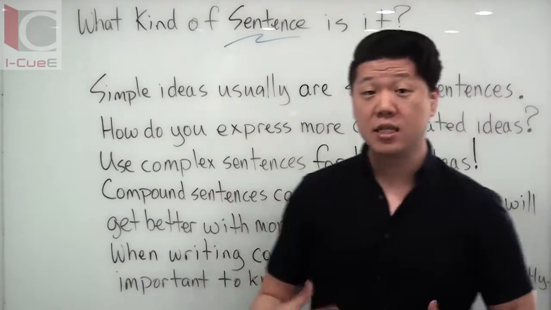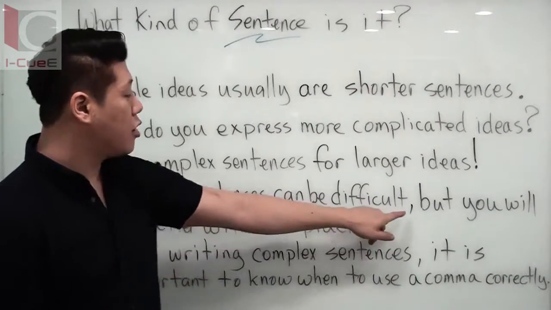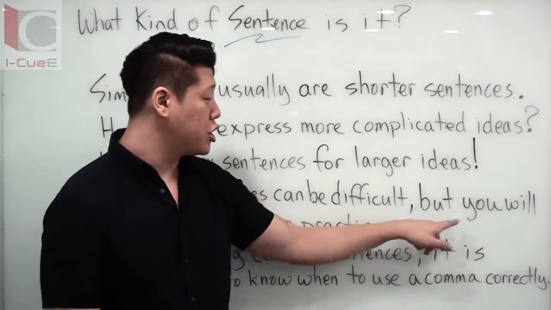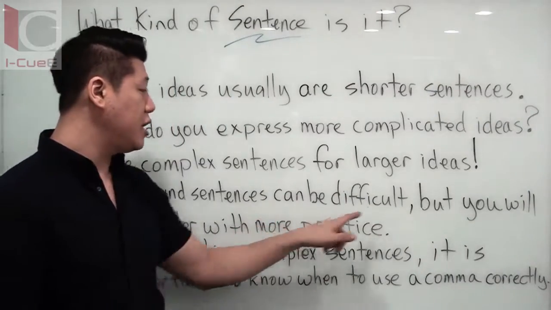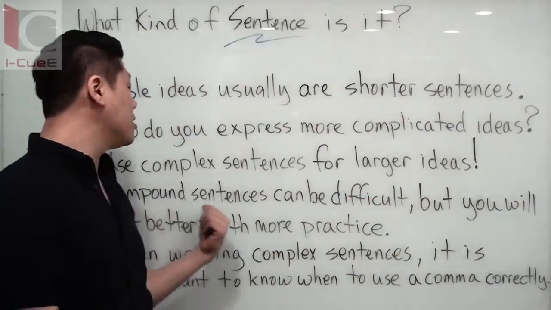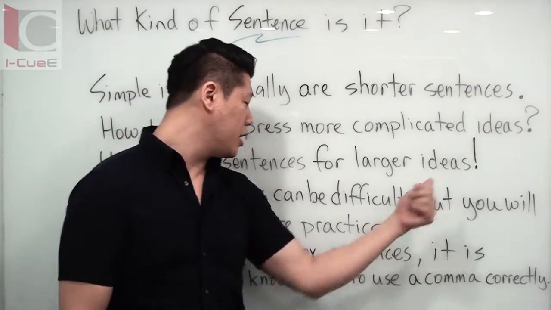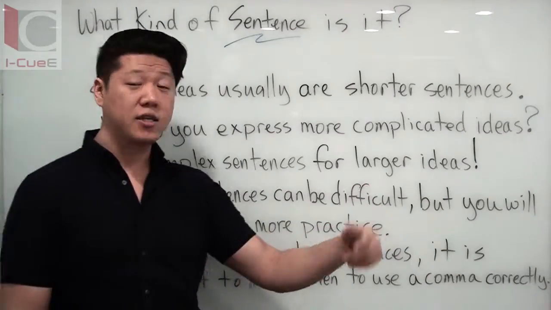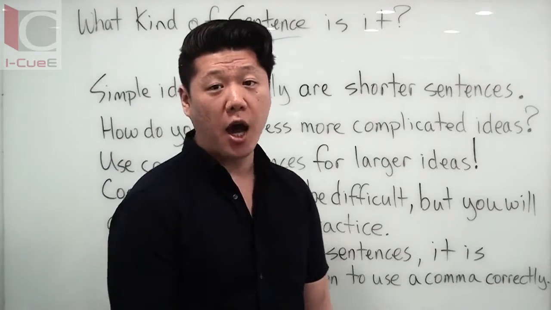So compound sentences can be difficult, comma, conjunction, IC. So IC, comma, conjunction, IC. I could take this off and say compound sentences can be difficult, semicolon, you will get better with more practice. And that could also be a compound sentence.